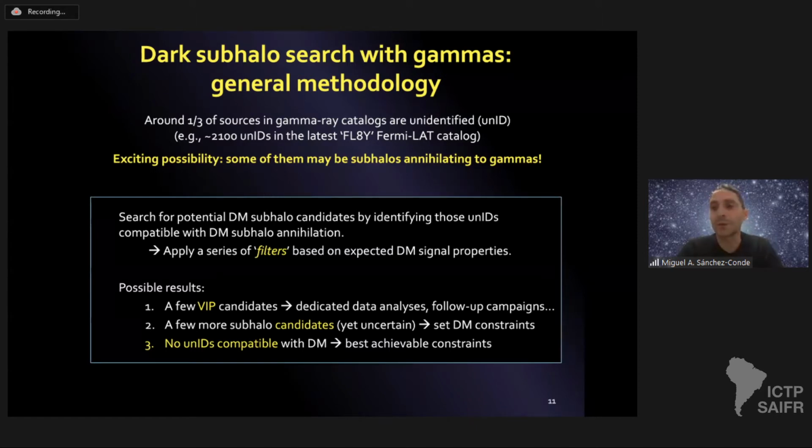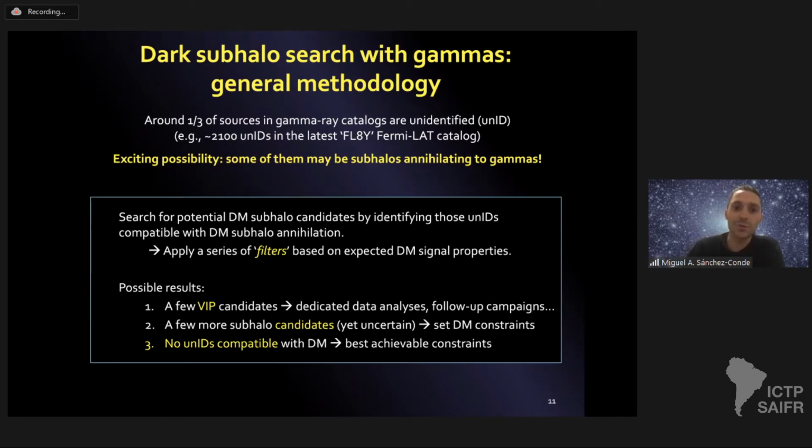If we refer to the latest Fermi-LAT catalog, we are talking about more than 2,000 sources that do not have a clear counterpart. Okay, so more than 2,000 unidentified sources. The exciting possibility that I would like to emphasize here, of course, is that some of these 2,000 sources may be dark subhalos, actually shining in gamma rays and just awaiting a proper classification, right?